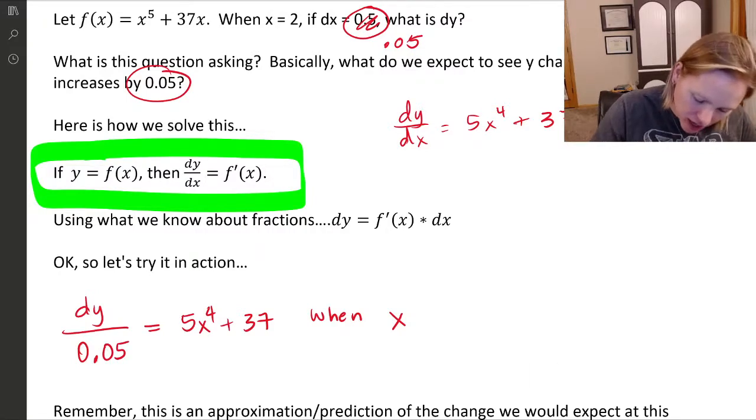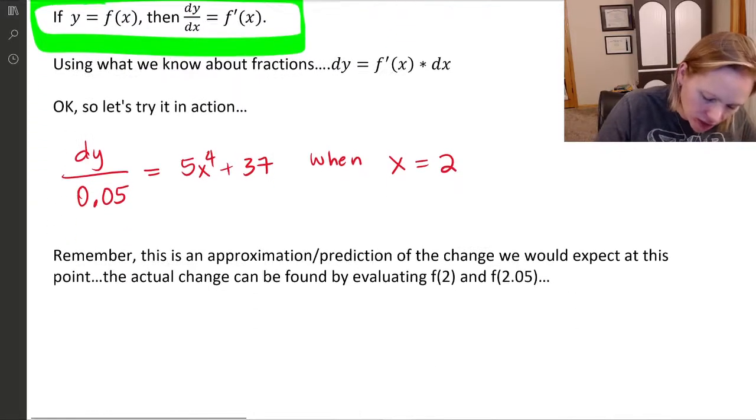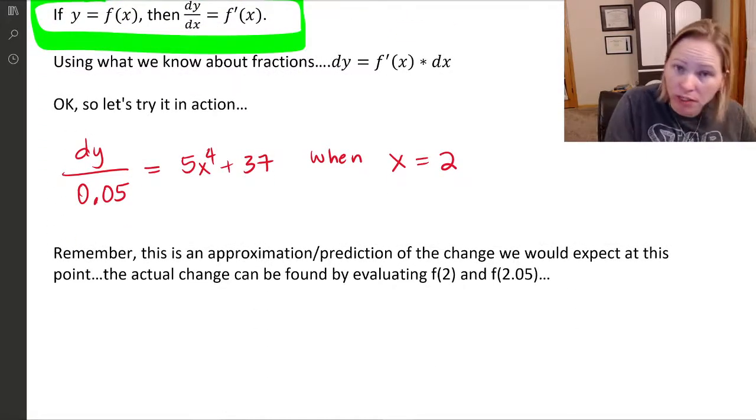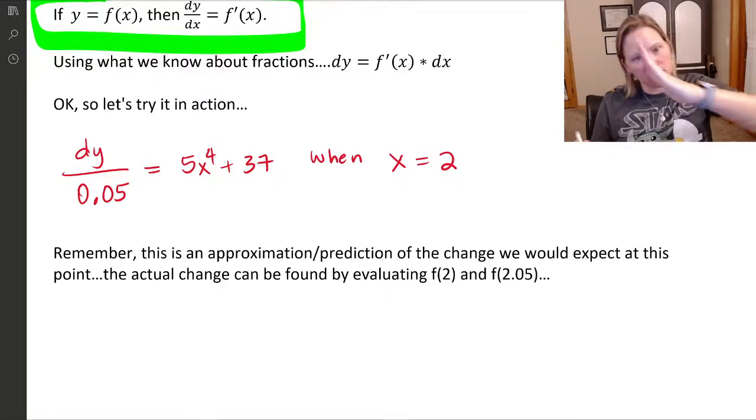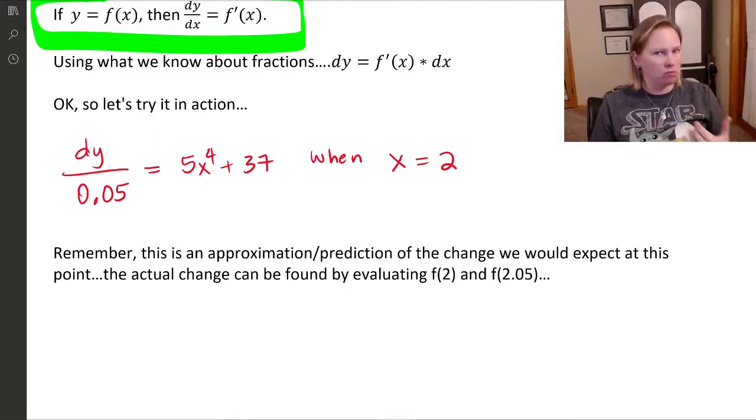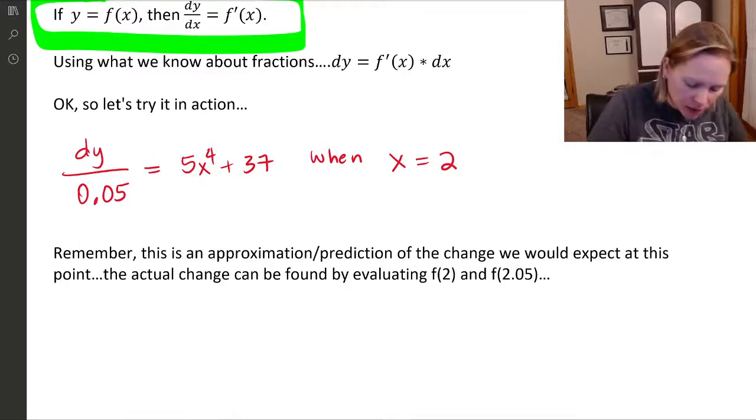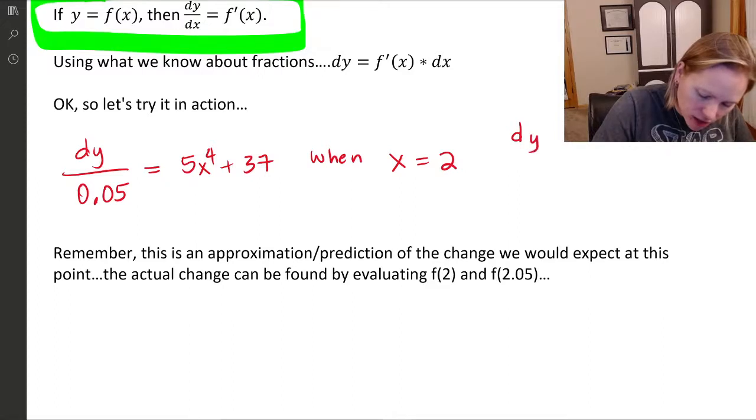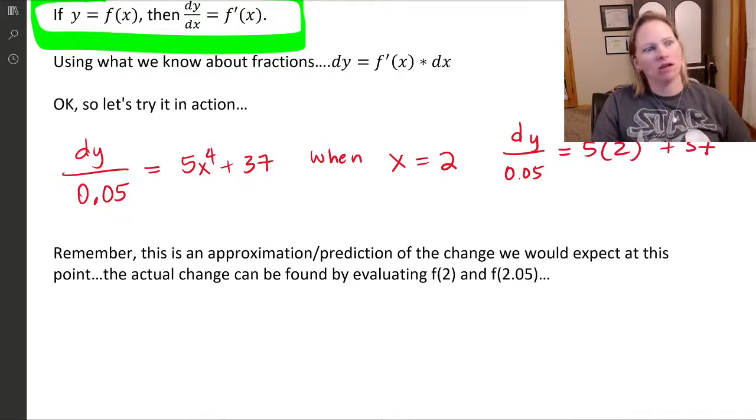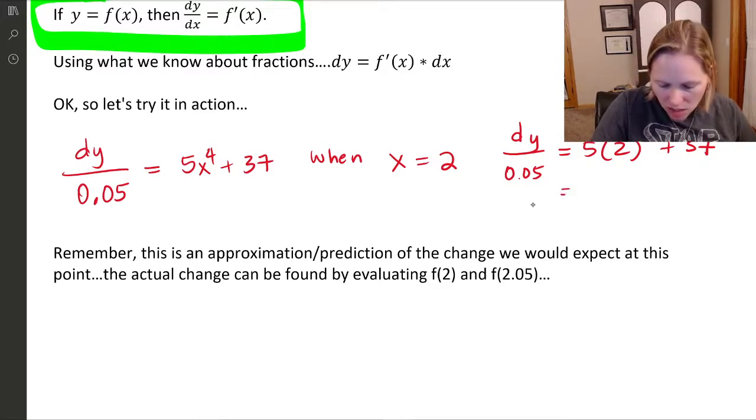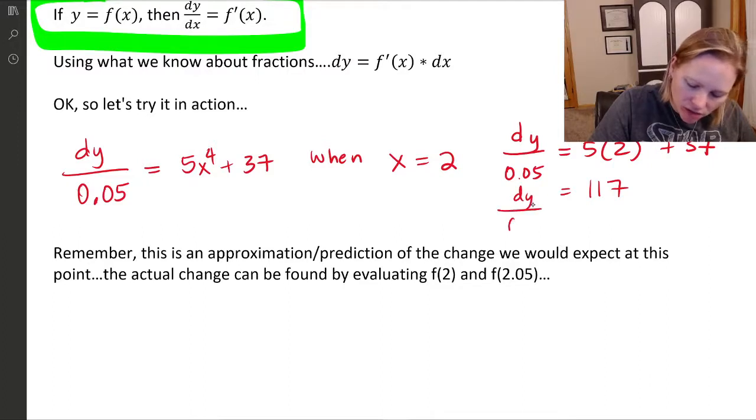Okay, so when x equals 2, we need to put 2 in, because this is at a spot. At every x, it's going to be different, right? If the curve is getting steeper, then the amount of change is going to be much different than when the curve is flat. So dy over 0.05 equals 5 times 2 to the 4th plus 37. 2 to the 4th is 16, 5 times 16 is 80, so that would be 117. Well, that's dy over 0.05.